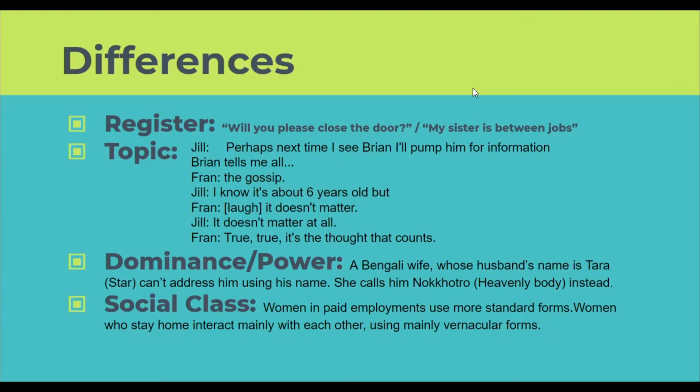So it is very clear how they complete each other's utterances and how they agree. Regarding dominance and power, in this case, gender-exclusive speech forms reflect exclusive social roles or differences in power in different communities. Here we have an example. A Bengali wife whose husband's name is Tara, that means star, can't address him using his name, so she calls him Nokotro, heavenly body, instead.